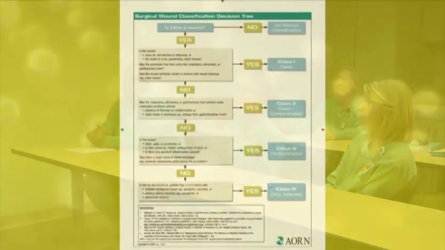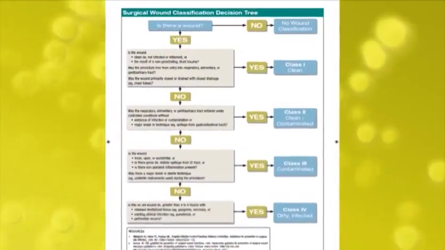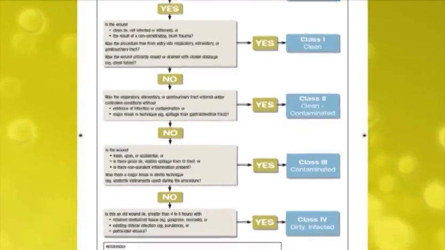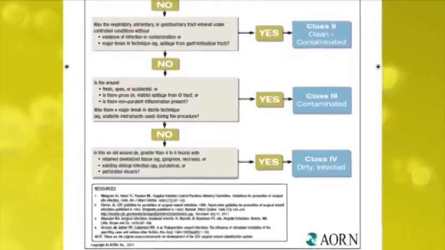An example of a documentation activity that relates to infection prevention is documentation of the patient's wound class. AORN has a wound class decision tree that is helpful in determining appropriate wound classes for surgical patients.